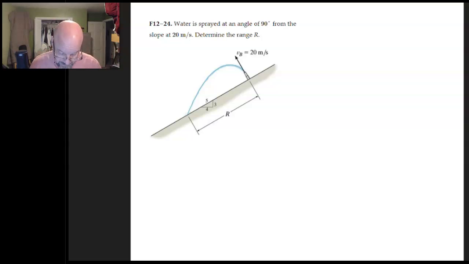Okay, so here we go. Like I suggested before, a great place to start is with your initial X and initial Y components. So let's go ahead and do that. I need V naught X. It's going to be minus 20 times the cosine of the angle. And then V naught Y is equal to 20 times the sine of the angle.